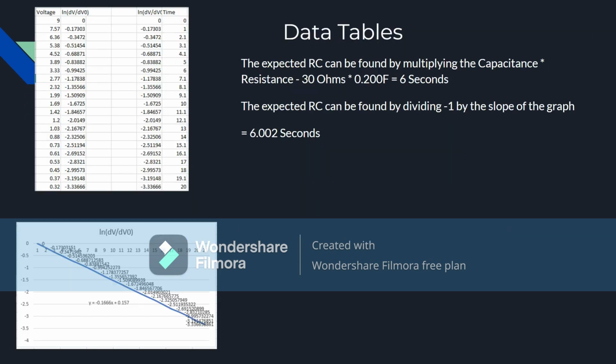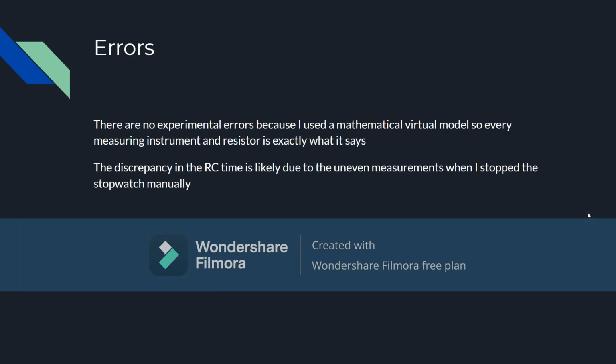Data tables. The expected RC can be found by multiplying the capacitance times the resistance. That'd be 30 ohms times 0.2 farad, which equals 6 seconds. The experimental RC can be found by dividing -1 by the slope of the graph, which was negative 0.1666, which equals 0.002 seconds. Errors. There are no experimental errors because I used a mathematical virtual model, so every measuring instrument and resistor is exactly what it says.